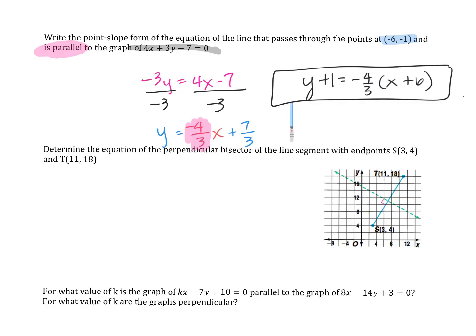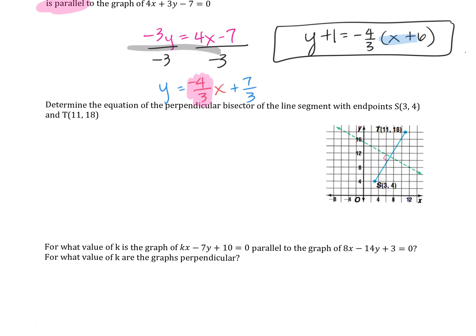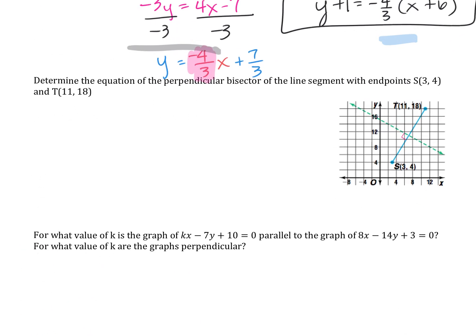Good job. Okay, let's end with these two problems. It says, determine the equation of the perpendicular bisector of the line segment with these endpoints (3, 4) and (11, 18). They're already graphed there. Determine the equation of the perpendicular bisector. What does perpendicular bisector mean?